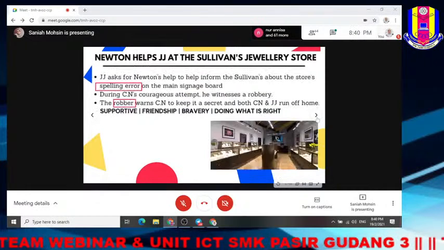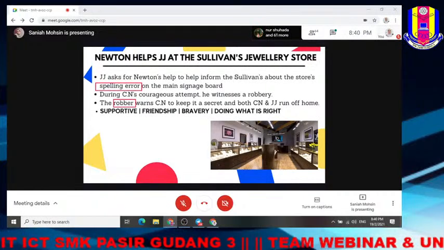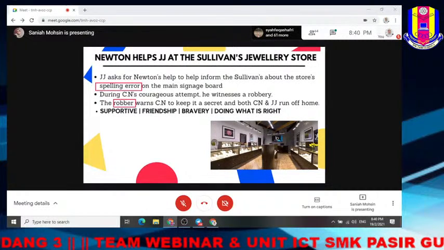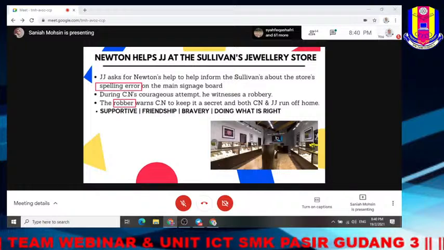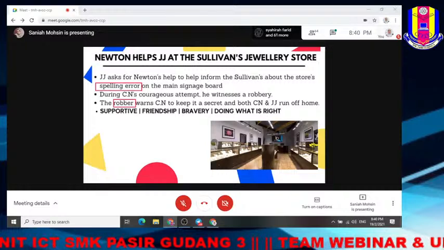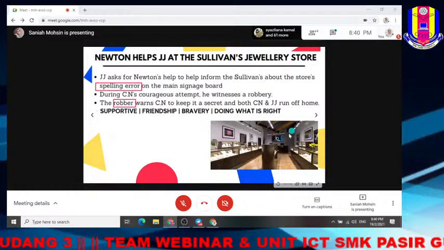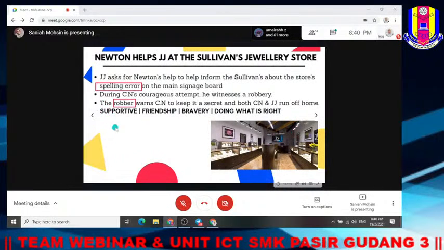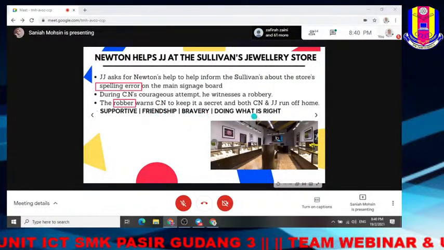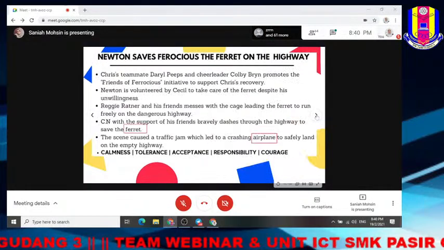Okay, let's go to the next event. The next one we got robbery. Robbery ni, just remember that you have to remember all the main points, what's happening in the event. There is a spelling mistake and then JJ asks help from Captain Abadi and then suddenly there is a robbery, and those are some of the main points. In case kalau ada soalan keluar tentang supportive, friendship, bravery and doing what is right, you can use this event.